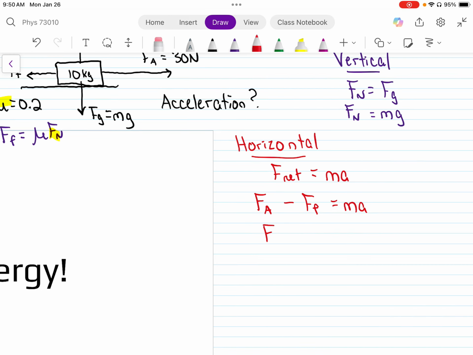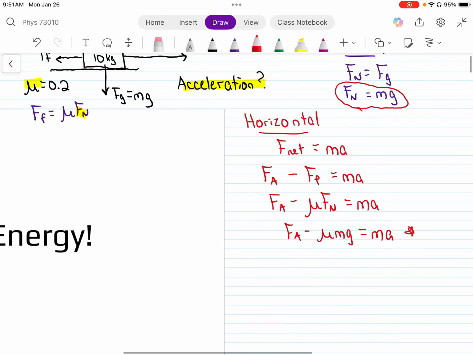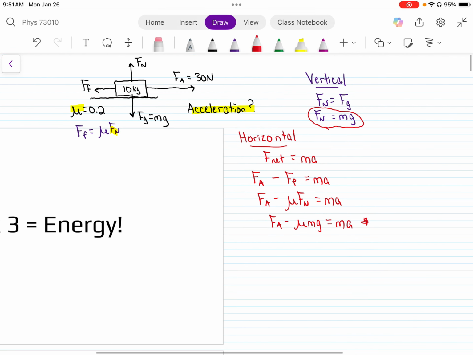This particular question we're doing to warm up, we're trying to figure out the acceleration. So at this point, we know everything but the a value, so it's what I would call a plug and chug. Let's just stick our numbers in. The F applied I made up was 30. The mu was 0.2. The mass was 10, and the g was 9.8.